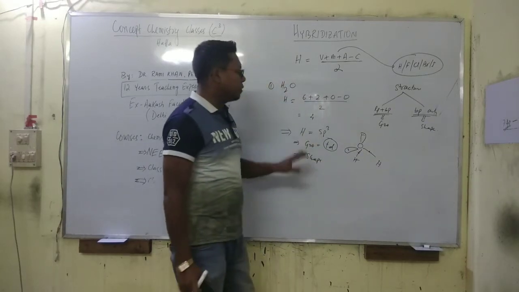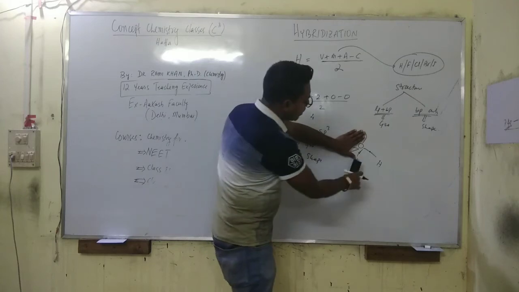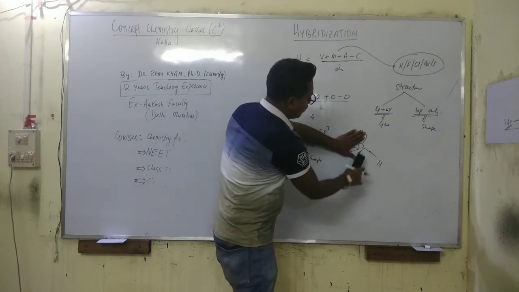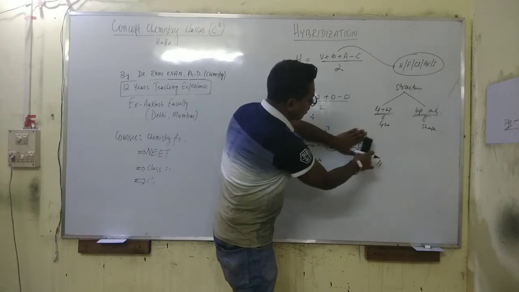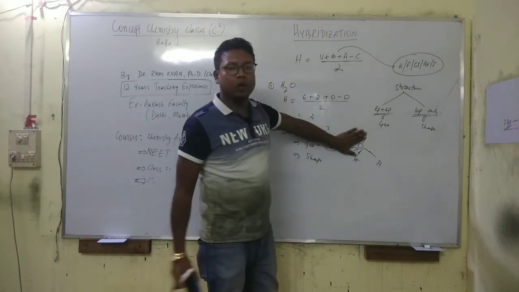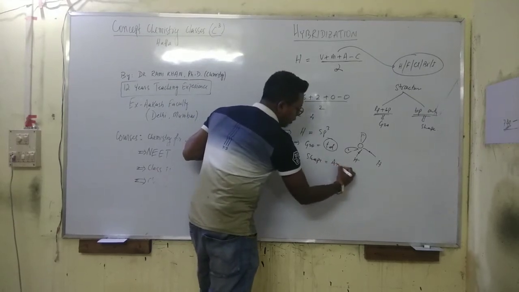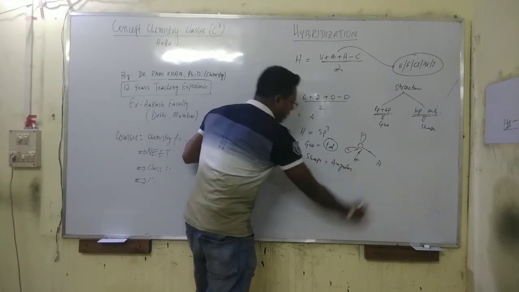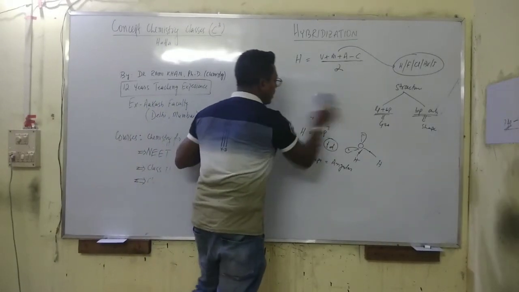Now what will be the shape? Shape is represented by the bond pairs only. So what is the structure of water here without the lone pairs? Only bond pairs. This is angular or V shape or bent. So the shape of water will be angular or bent, you can say. Now let us take another example.